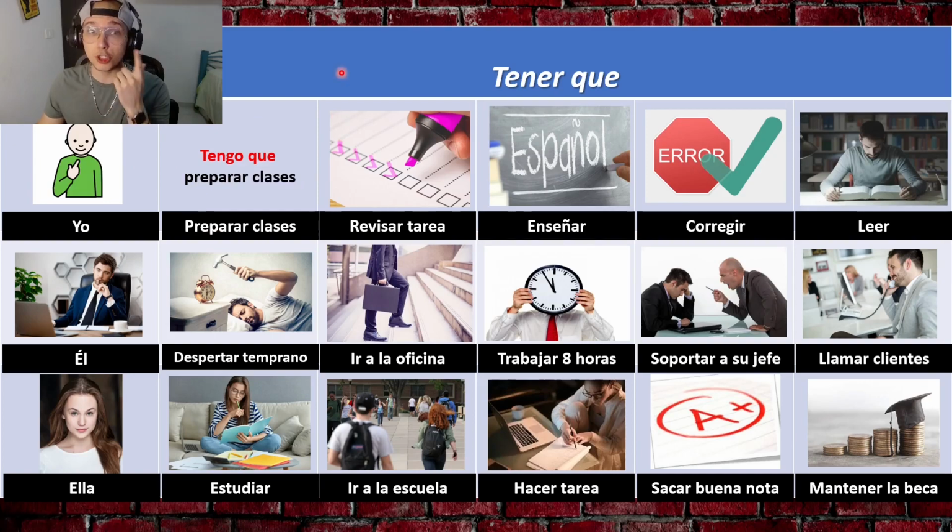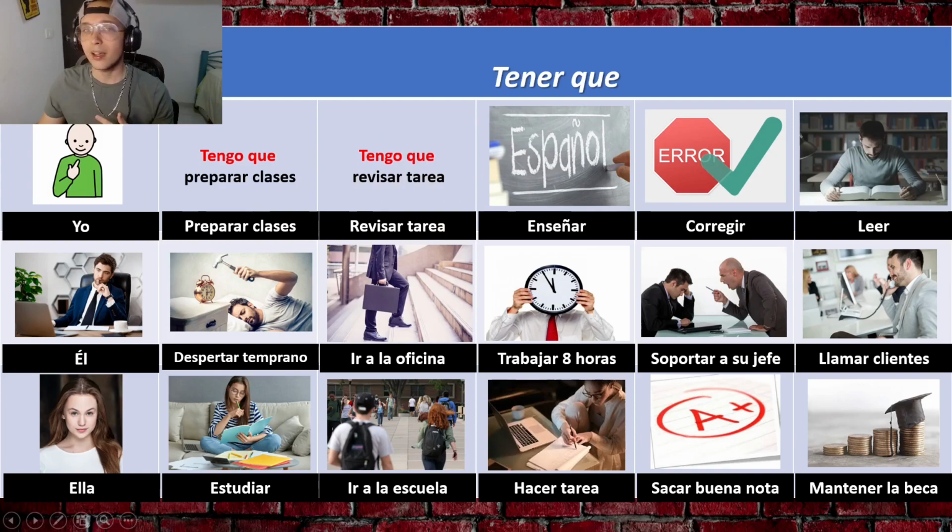Also, I need to check homework. So I say, yo tengo que revisar tarea. One more time. Yo tengo que revisar tarea. Revisar es to check. Ahora digo, yo tengo que enseñar español. So I have to teach Spanish. Yo tengo que enseñar español.